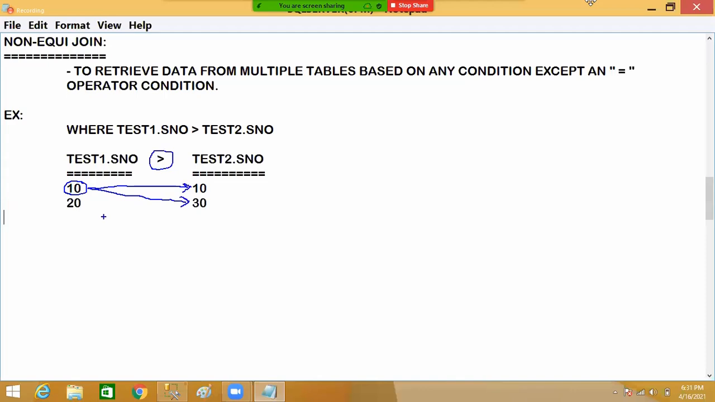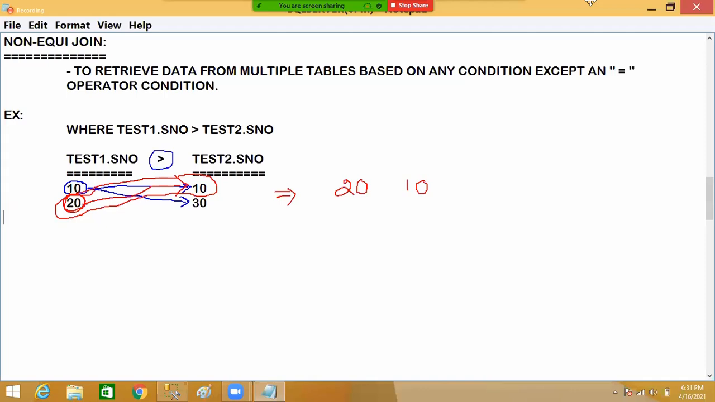In the same way, I'm going to take the next row. So 20. Next row, 20 is greater than 10. Is the condition true or false? Yes, the condition is true. Condition true means this row will be joined together, and the data is 20 and 10, so it will be joined together.